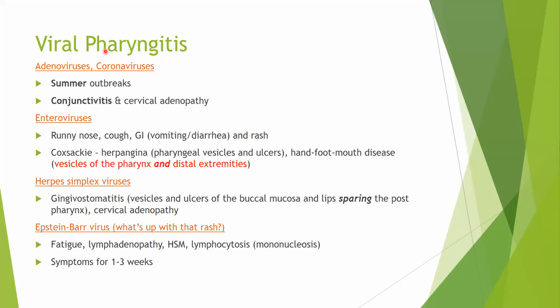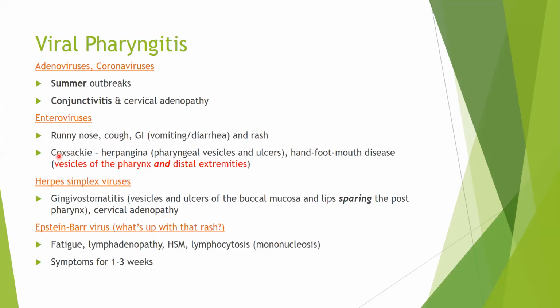So let's differentiate between some of these. Viral pharyngitis can be caused by all of these things, and we need to keep that in mind. During summer, we may be more consistent with the adenovirus or the coronaviruses. They're going to cause a sore throat, maybe some conjunctivitis, and some cervical adenopathy. This is viral. It's self-limiting. Enteroviruses, also viral, self-limiting. We can get runny nose, cough, GI upset, or rash.